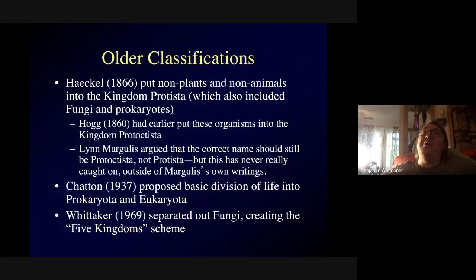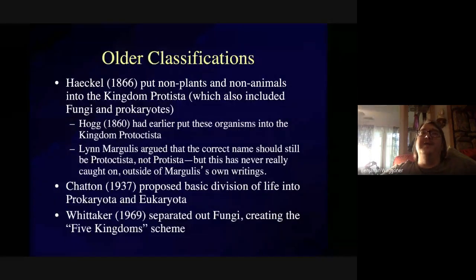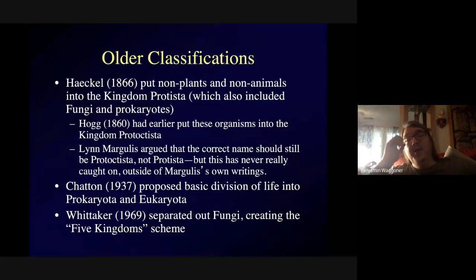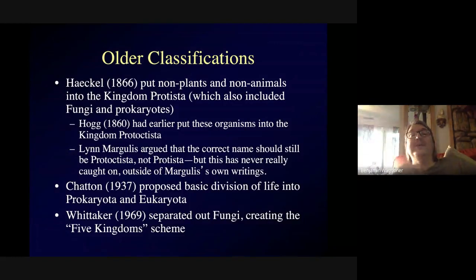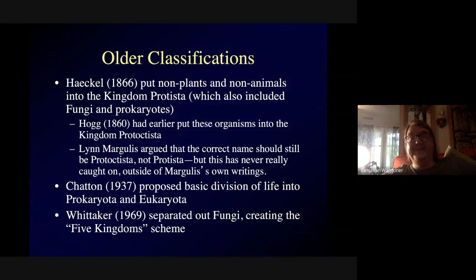So Ernst Haeckel, the guy I mentioned earlier that did those tree diagrams, put everything that was neither clearly a plant nor clearly an animal into a kingdom called the Protista. His original kingdom Protista included the bacteria, the archaea, and the fungi as well.